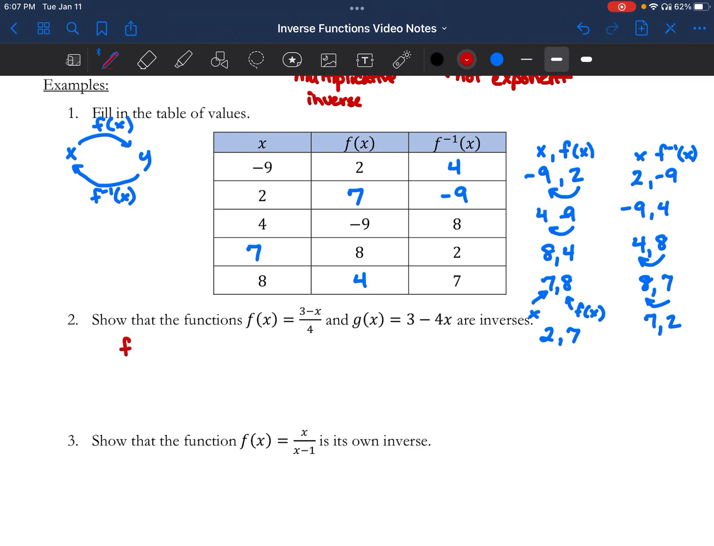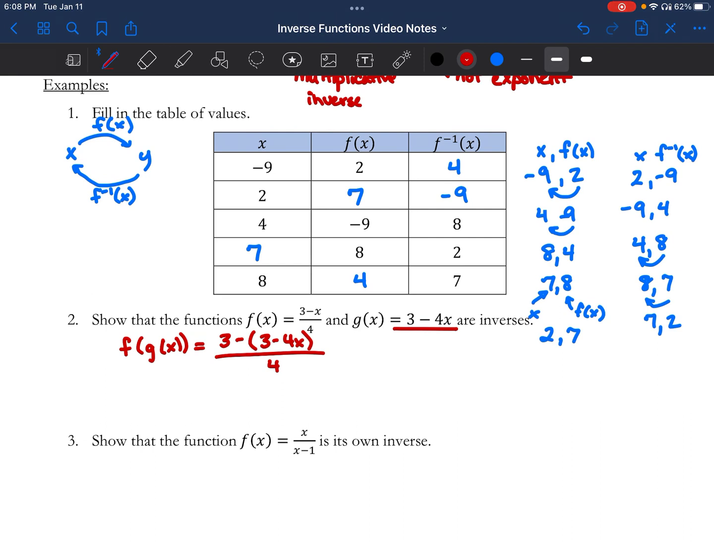So I'm going to do f of g of x. So that means I'm going to take g of x, which is this function, and plug it into the other. So let me write that down. I'm going to do 3 minus whatever that g of x function is, over 4. So let me write that, 3 minus 4x. And I'm going to try to simplify this as much as possible and see what happens.